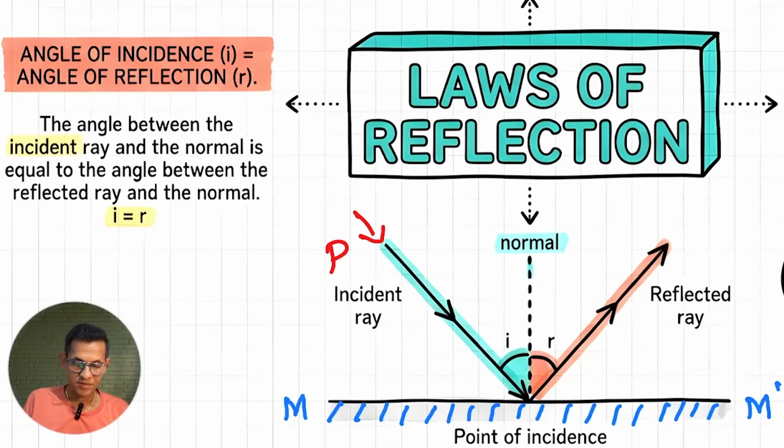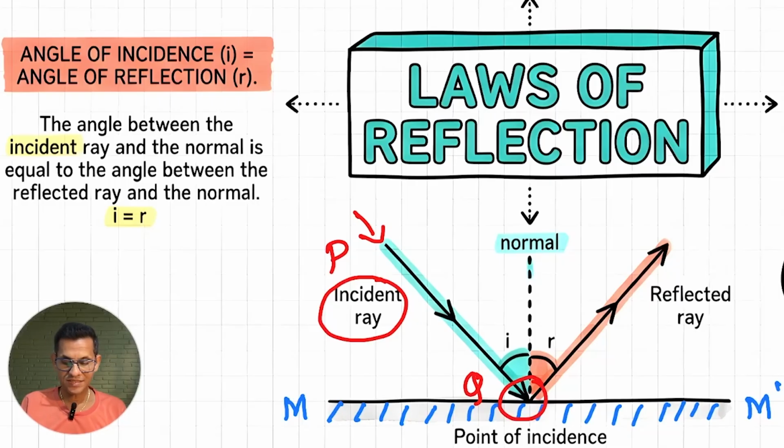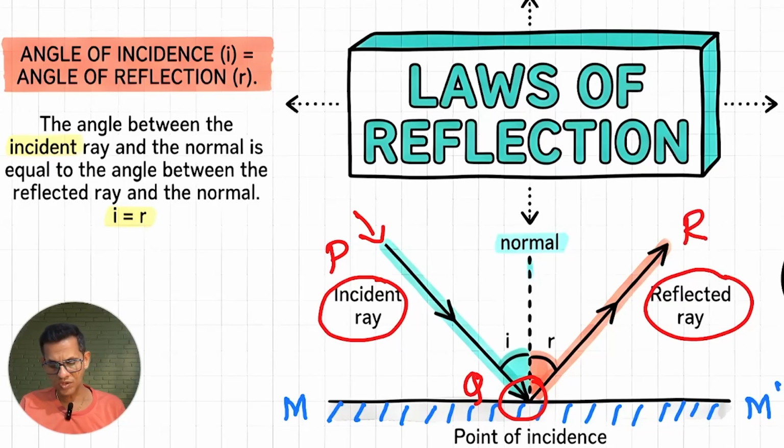Let's name it as PQ. Now, this light ray PQ can be called the incident ray. After hitting the mirror at point Q, the light ray is reflected back and we can call it the reflected ray. Let's name it QR. So ray QR is your reflected ray, whereas ray PQ is your incident ray.